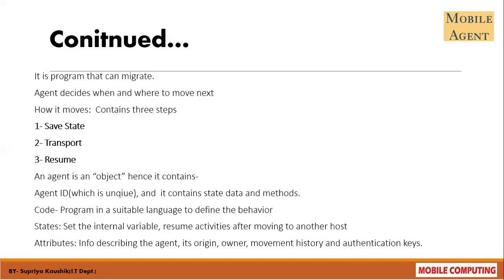An agent is an object, hence it contains an agent ID, which is unique, and it contains state, data and methods. Code is the program in a suitable language to define the behavior. A mobile agent is a software program, hence it is written in some suitable language, and there are many languages in which a mobile agent can be implemented, like Java, XML, etc. State contains the internal variables, to resume activities after moving to another host. Attributes contain the information describing the agent: its origin, owner, movement history of the agent, and it also keeps the authentication keys.